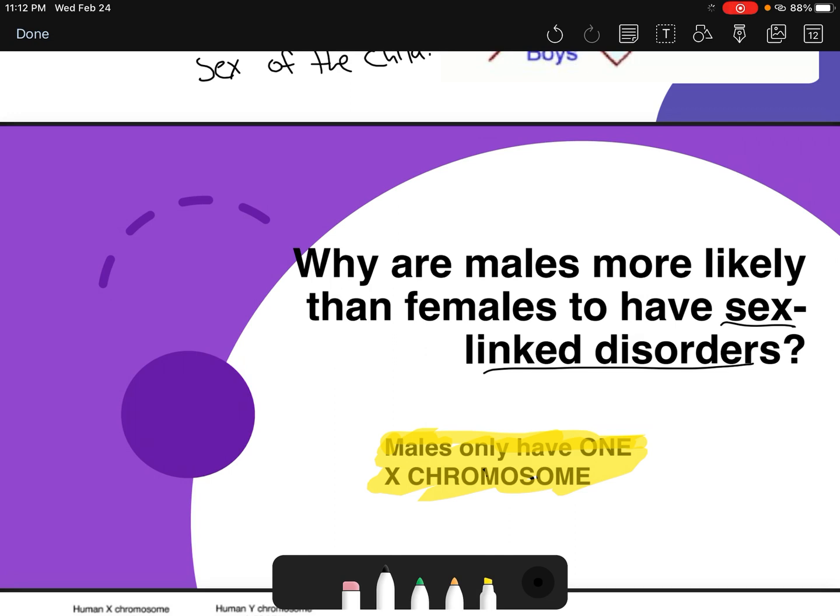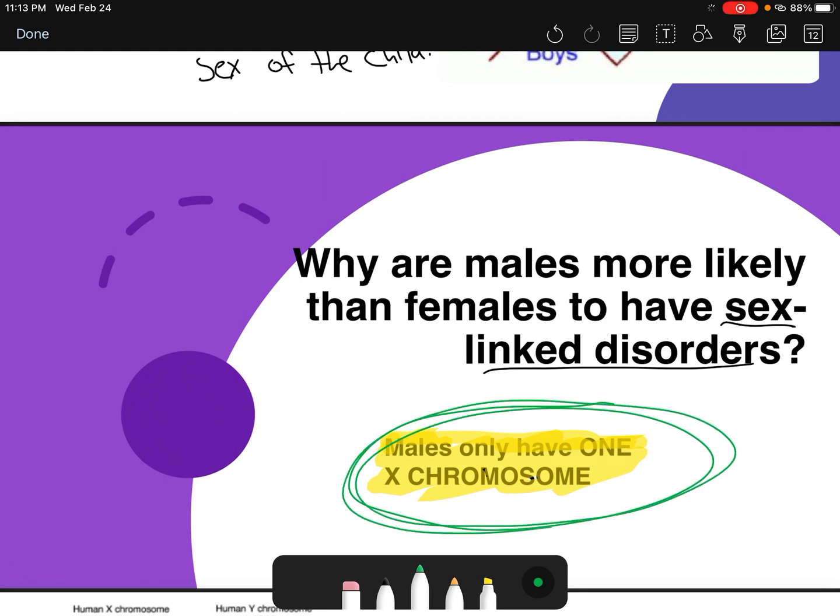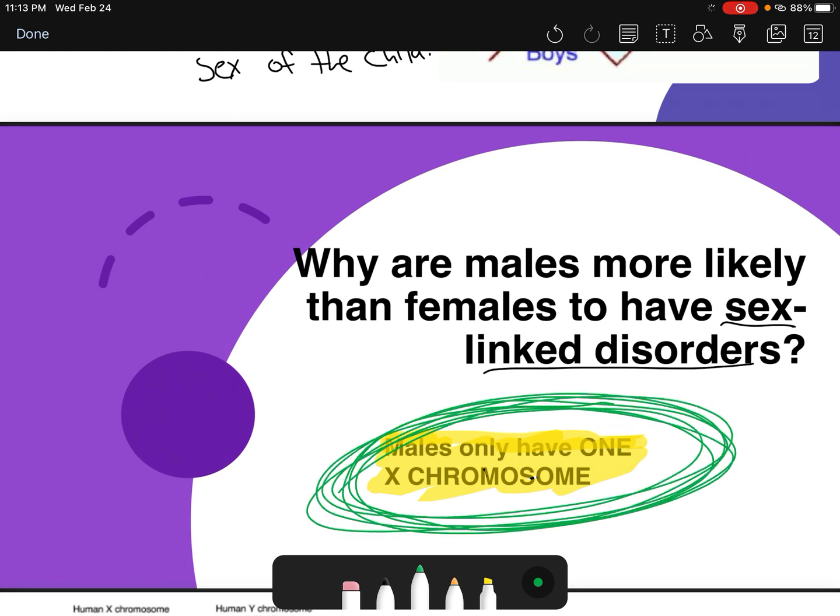When a female has two X's, one of those X chromosomes can have a sex-linked disorder, and she can be totally and utterly fine. She won't show any symptoms or any type of distress from that. However, a male only needs one X chromosome with that disorder on it to have the disorder, because males only have one X chromosome.